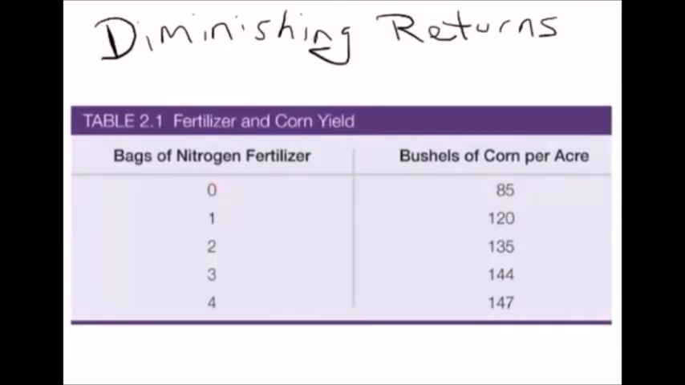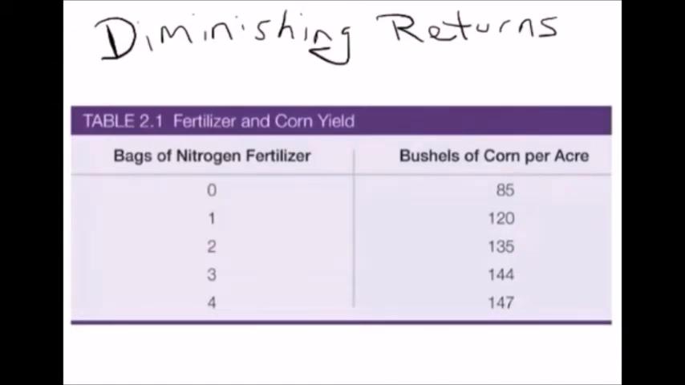If we increase the amount of nitrogen fertilizer from 0 bags to 1 bag, we get an increase in bushels of corn per acre from 85 to 120. So we can see there's an increase of 120 minus 85, which is 35 bushels of corn per acre. If we go from 1 bag of fertilizer to 2 bags, we have another increase. It goes from 120 up to 135. This is an increase of only 15. So we can see that while output is rising, it's rising at a decreasing rate.